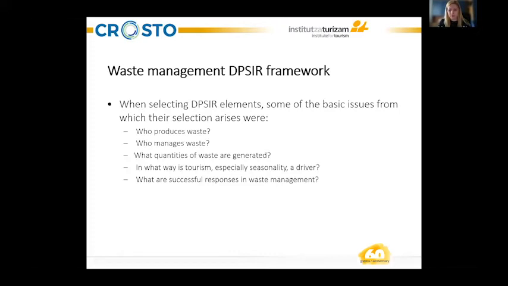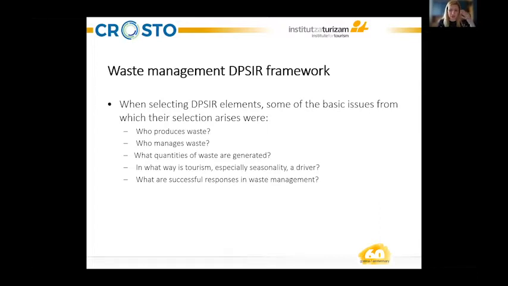And some of the basic questions when we implement the framework are: who is the one who produces the waste, which is quite important when monitoring waste in tourism? Who manages waste? It has been stressed earlier that it's better to have private companies than municipalities or government companies. What quantities of waste are generated? In what way in tourism, especially seasonality, is it the driver? What are successful responses in waste management?